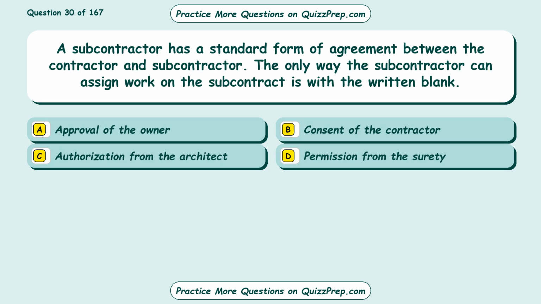Question 30. A subcontractor has a standard form of agreement between the contractor and subcontractor. The only way the subcontractor can assign work on the subcontract is with the written blank.